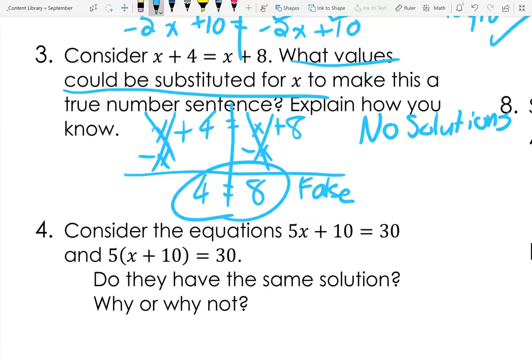Now, consequently, just on a hypothetical here, if this was 8 equal to 8, I know it's not, but let's pretend it was.